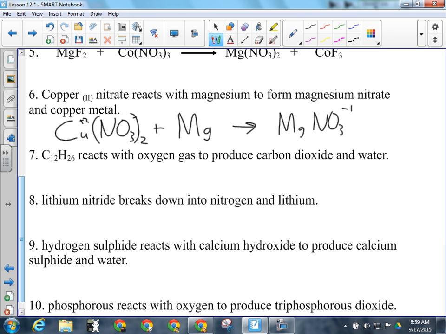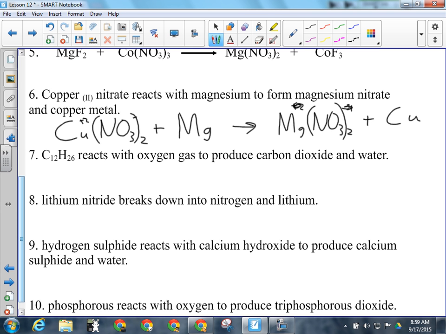This is a -1, and this is a +2. Remember, I have to recognize when I write something down: is that ionic? Then I better swap and drop. It's one of those things we just have to recognize. Put the 2 there, and copper. Okay, so now I've got my reaction written out.